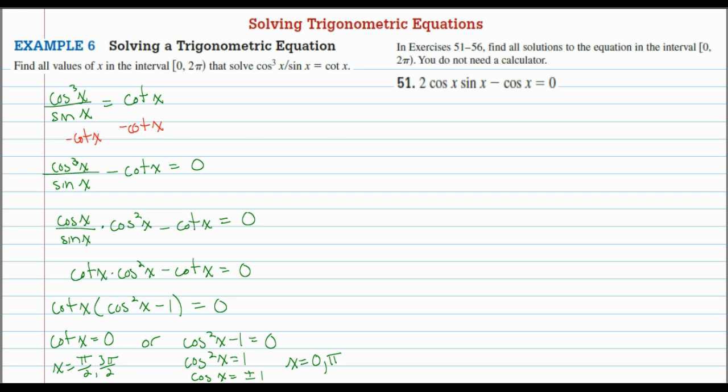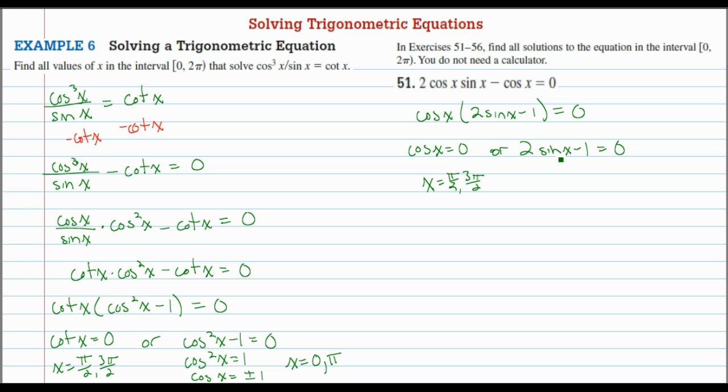In exercise 51, the now try problem, this one is a little bit easier to see right off the bat. There is a cosine, it's already set equal to 0 for us, that's nice. There is a cosine in both the term before and after the subtraction sign, so I'm going to factor out a cosine of x. Leaves me with 2 sine of x minus 1 in the parentheses. So either the cosine of x is 0, or 2 times the sine of x minus 1 equals 0. Well, the cosine of x is 0 when x is pi over 2 and 3 pi over 2. So that one wasn't so bad.